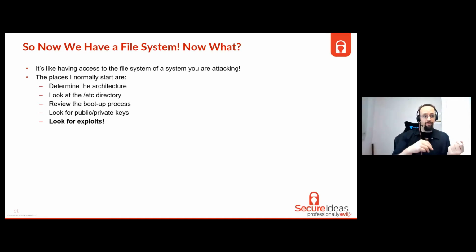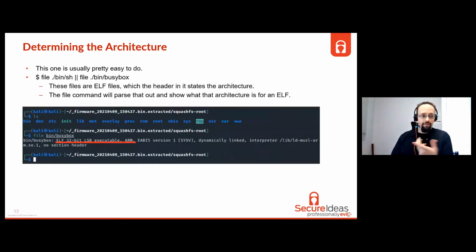Another thing that I've always found really important whenever you're looking at embedded devices is to look at the firmware and see if you have static public and private key pairs. For SSH or SSL, it's not a bad idea to look for those sorts of things. And then finally, you move on to the fun part, the hacking part, which is to go explore and look for exploits.